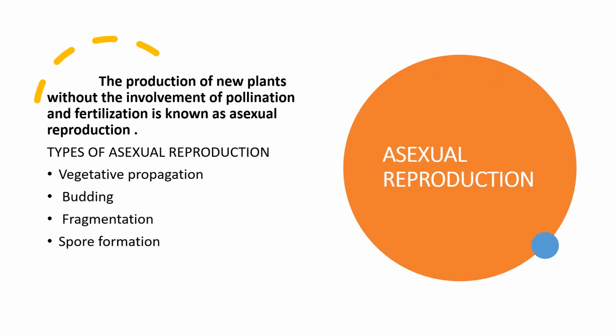Post-fertilization changes. And what is asexual reproduction? Without the involvement of pollination or fertilization. அதாவது pollination or fertilization நடக்காம ஒரு புது individual form ஆச்சுனா, this is called as asexual reproduction. How many types of asexual reproduction are there? There are 4 types of asexual reproduction: vegetative propagation, budding, fragmentation as well as spore formation.